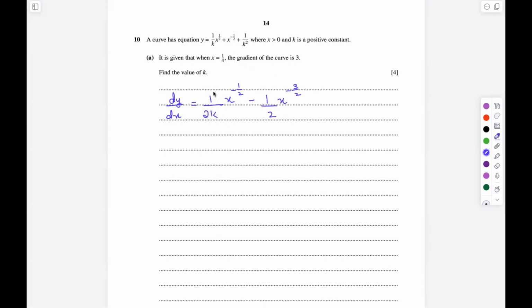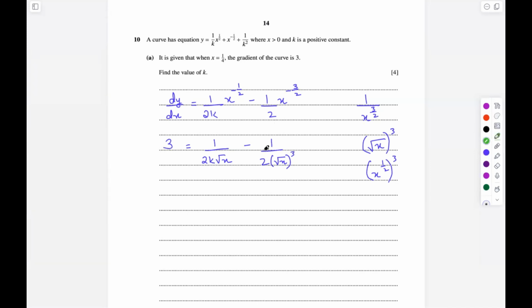So once we have differentiated, now we know that the value of x is 1 upon 4 and the gradient is 3. First we can rearrange it and write it as 1 upon 2k square root of x, minus 1 upon 2, and now x to the power 3 upon 2, if you bring it to the denominator. Or we can also write it as square root of x whole cubed, as x to the power 1 upon 2, and if you cube it, that becomes 3 upon 2. So it's up to us how we write it. I will write it as square root of x whole cubed, and that is equal to 3.